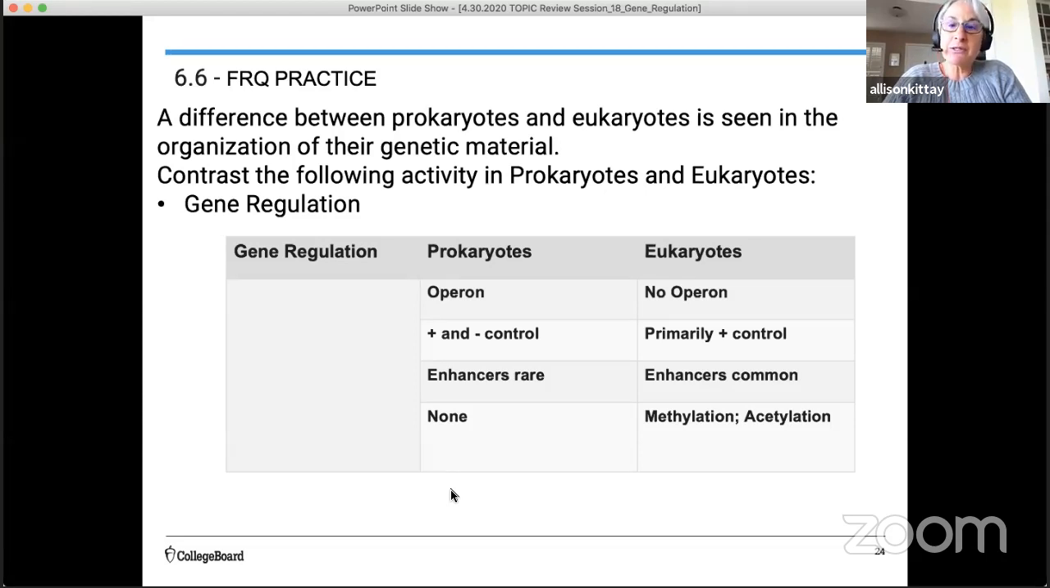In prokaryotes, because there is no tightly packed histone DNA, there is no other type of epigenetic regulation or regulation above the gene sequence. In eukaryotes, there's methylation, which you might remember will make it more difficult to transcribe genes, and there's acetylation, which will make the DNA more accessible to be transcribed. Okay, so that's a good slide to think about and remember.